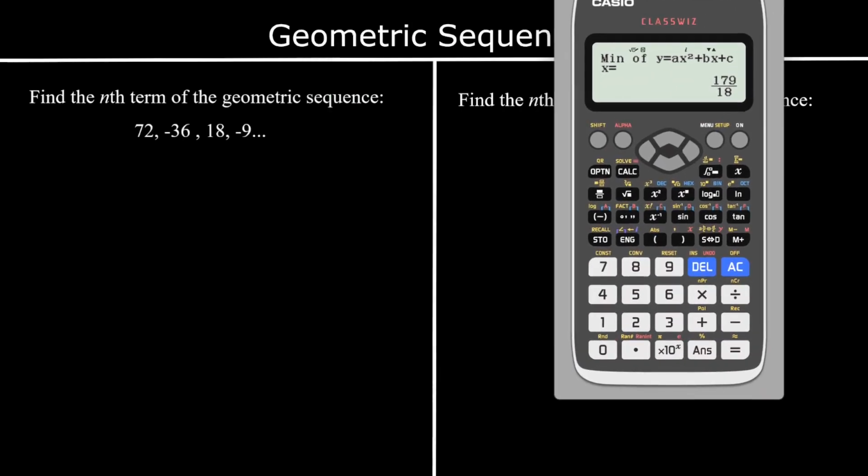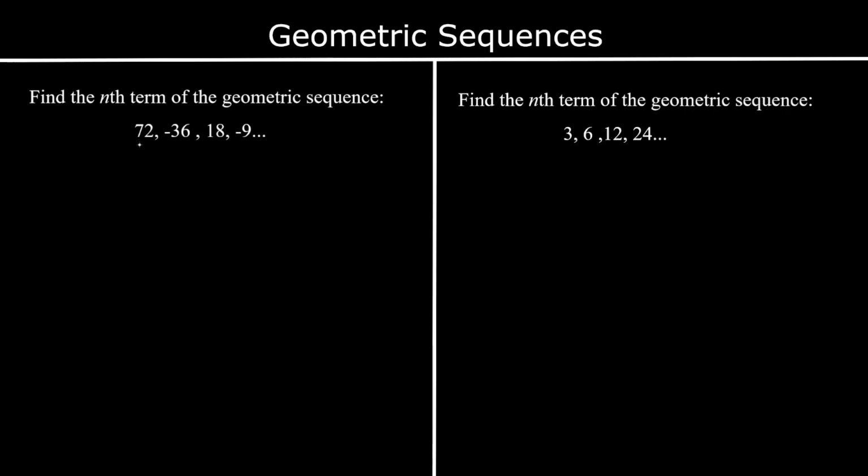To find that, we can just do negative 36 divided by 72. So it's minus a half. To get from one term to the next term, the term-to-term rule is multiplied by minus a half. So we can say the common ratio is minus a half.